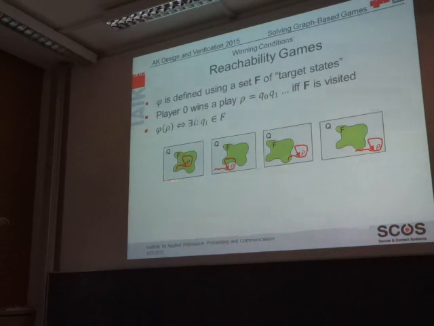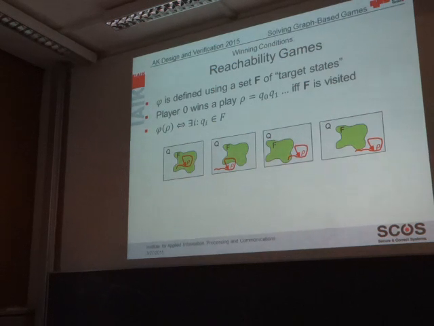Again, this box here is supposed to represent the set of all states in the game, and this green region is our set of target states F that we would like to reach. This red line here is supposed to visualize our play, so our sequence of states that we execute. Remember that our plays are always infinite, so I try to visualize them as a lasso. So this is executed once and then this loop is repeated.